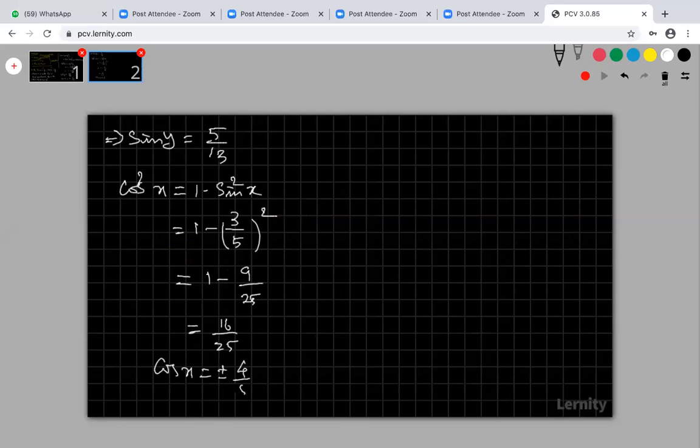Right? But this x belongs to the second quadrant. Since x belongs to the second quadrant, my cos x is negative only. So my cos of x is equal to minus 4 by 5.